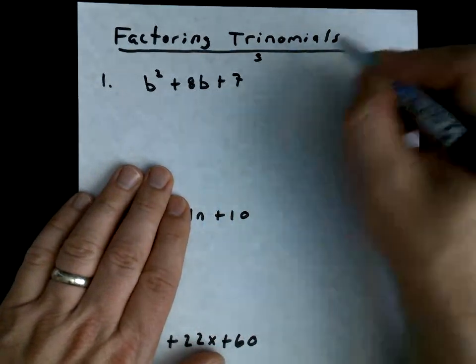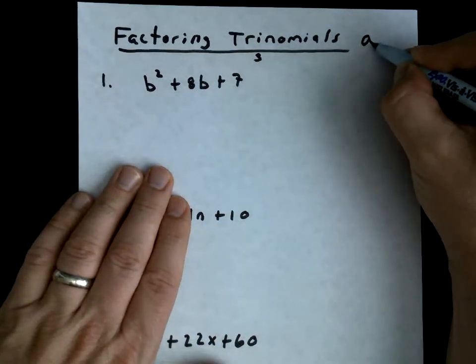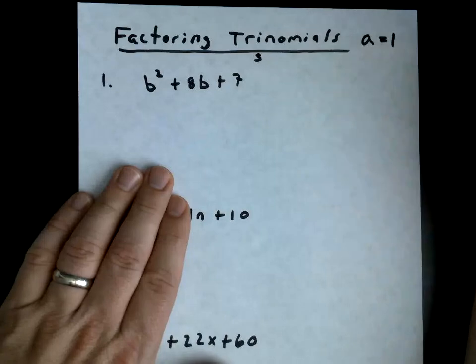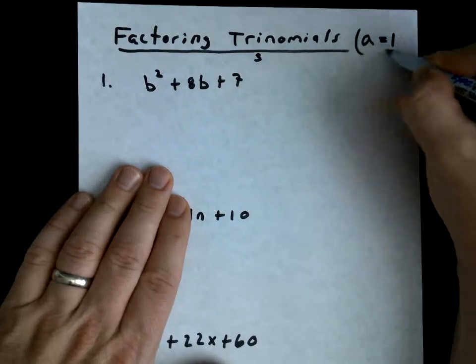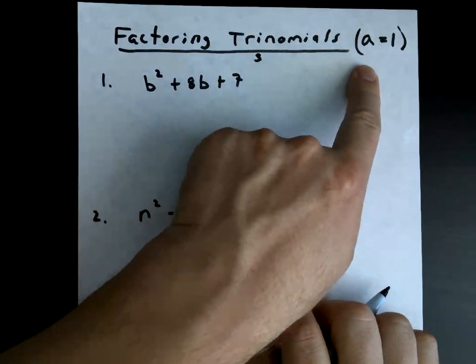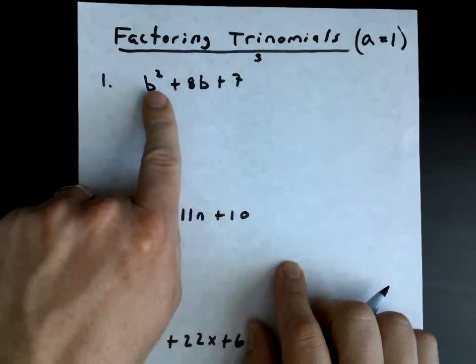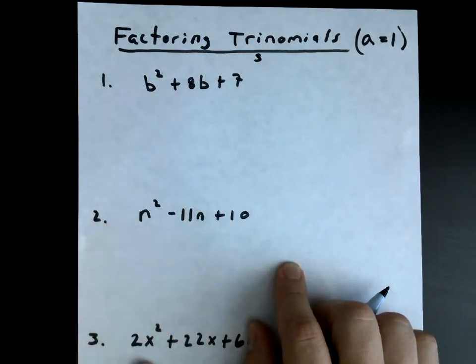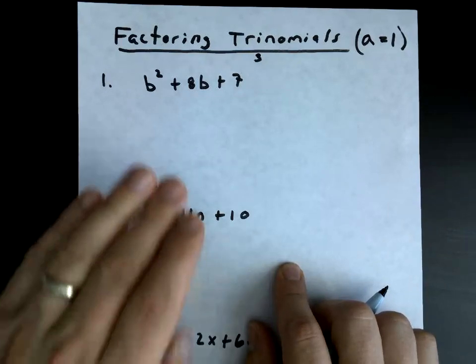So we want to look at the first term. And the first term in this one is always going to be 1. So that is what we want to factor. We want to factor trinomials with the leading exponent to be 1. Now, we got to do a little work with number 3, but that's perfectly fine.